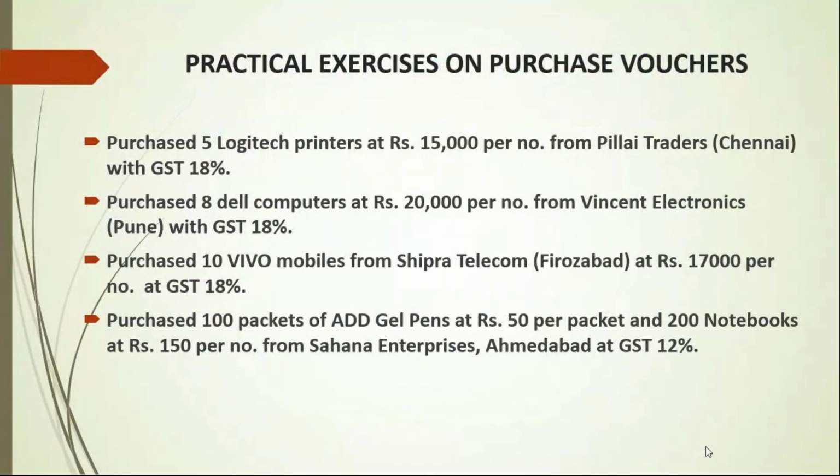So like this, we have passed a couple of entries, which are interstate purchases. First, we purchased 5 Logitech printers from Pillai Traders. Then we have Dell computer purchase from Vincent Electronics. Then we had a purchase of 10 Vivo mobiles from Shipra Telecom, Firozabad, and last we have Agile pens and notebooks purchased from Sahana Enterprises, Ahmedabad.